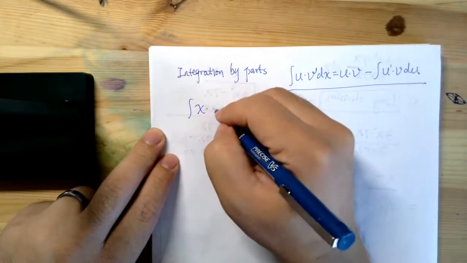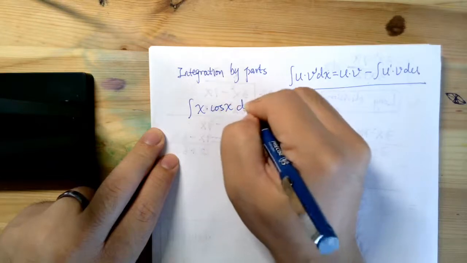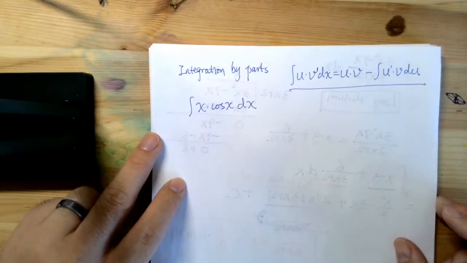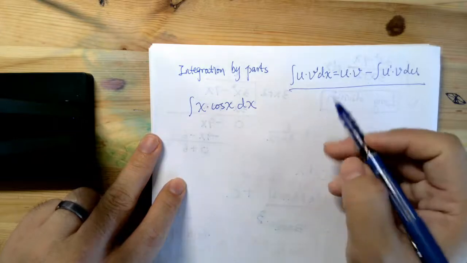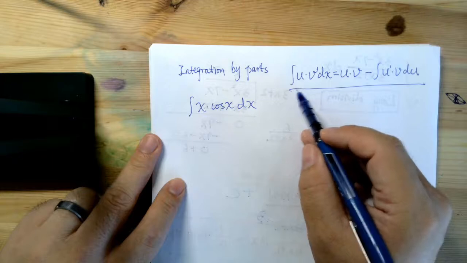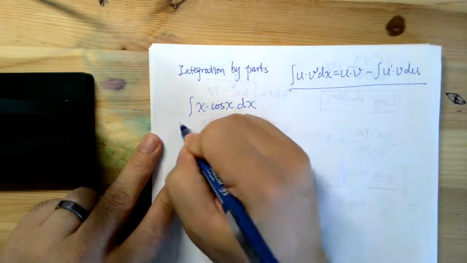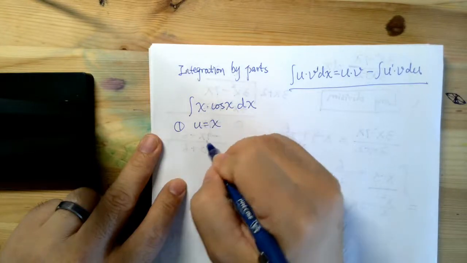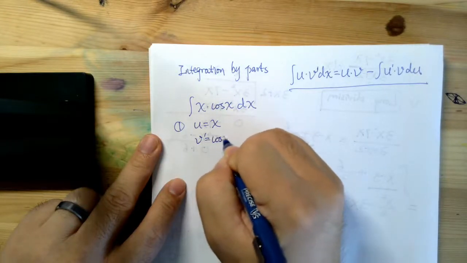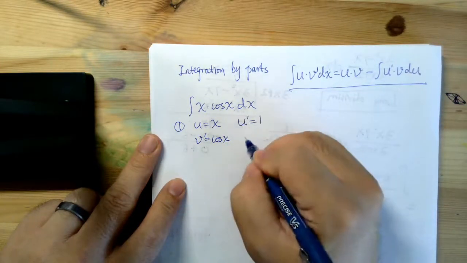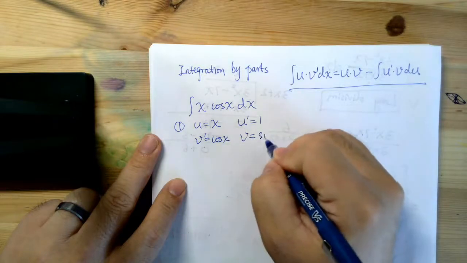If I have x cosine x dx here. Now, as you can see, when you make a selection of your u and v prime, you do have two choices. There is option 1. You can set u equals x, and v prime equals cosine x. Correspondingly, u prime is going to be 1, and v is going to be sine of x.